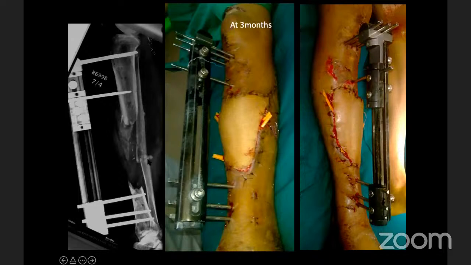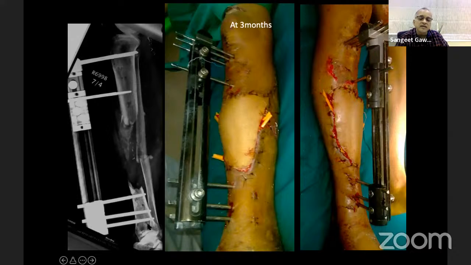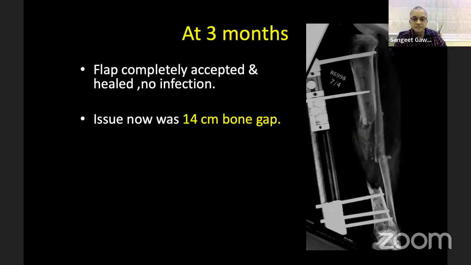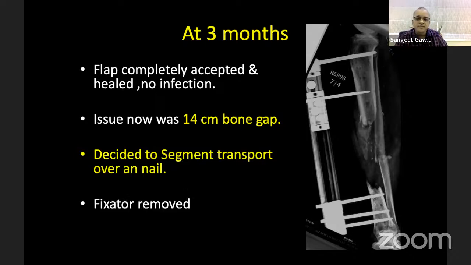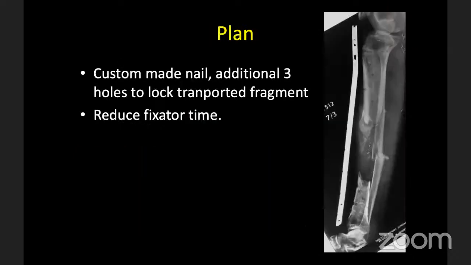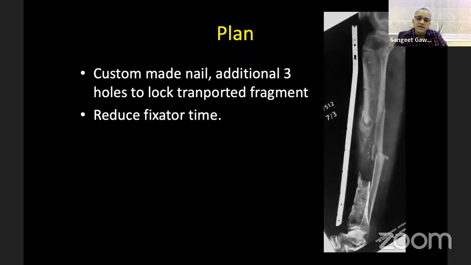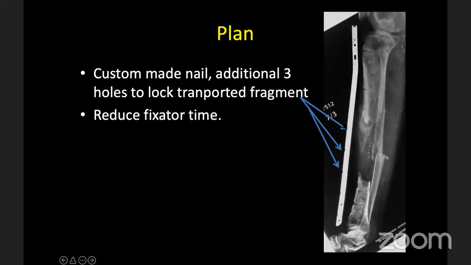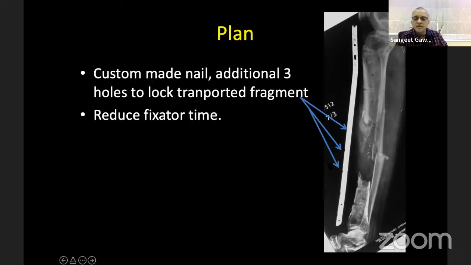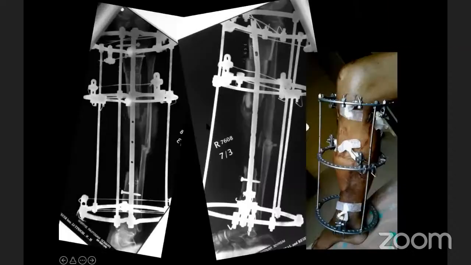So again here, clearing all the infection, clearing the biofilm, clearing the granulation tissue, and leaving no dead bone underneath is the principle one must follow, and then giving a good free flap, which will incorporate in the expected time. Once the flap was accepted, it took about 2 to 3 months. And once that settled, then we had to address the 14 centimeter segment. So here we used a custom-made interlocking nail and transported the fragment over it to reduce the fixator time. This was custom made because there were 3 provisional holes made in the middle of the segment. This is how it was executed.